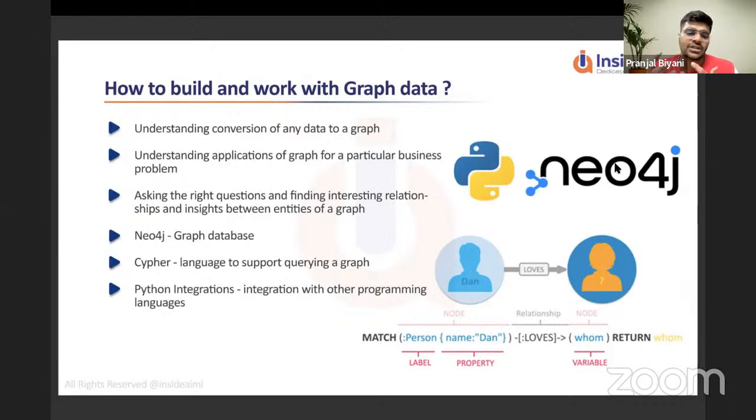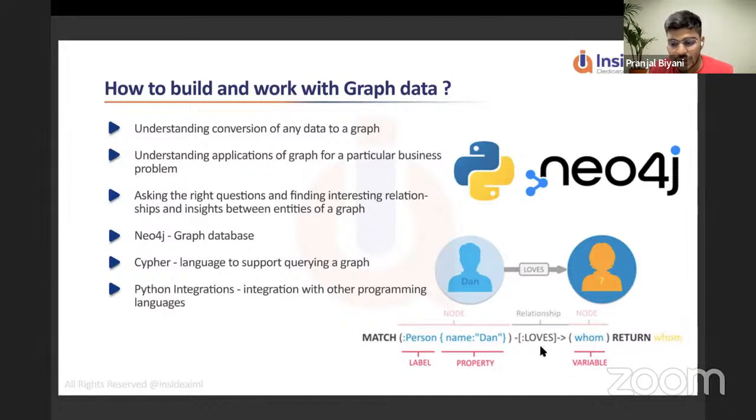The database we are using is Neo4j. The language we use to query the graph is Cypher. Cypher is very similar to SQL. For example, Cypher has this MATCH keyword, which is basically like a SQL SELECT keyword, right? So you can see this: match a person whose name is Dan and who loves a particular person. In this case, you return the whom.